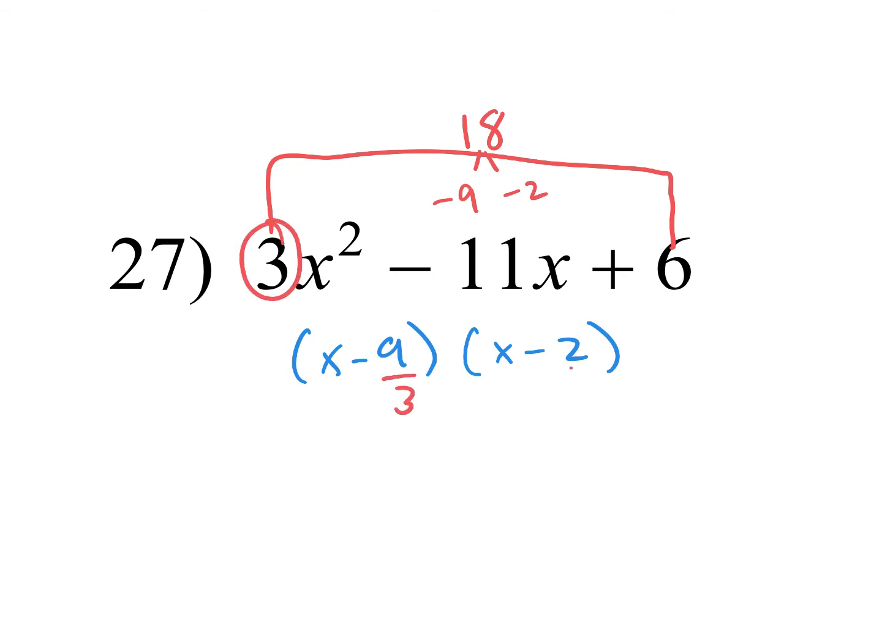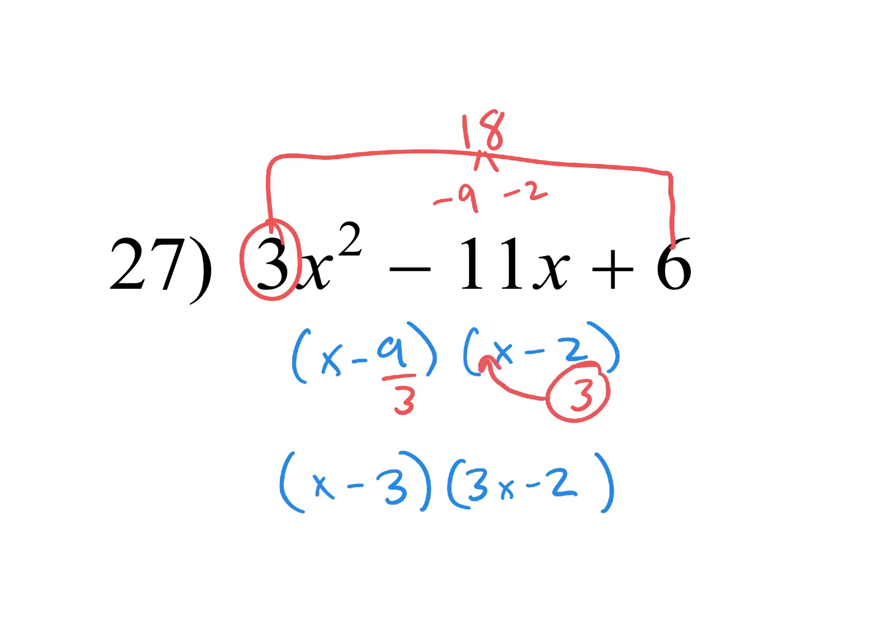Divide them by 3. What's 9 divided by 3? So x minus 3 goes into my first parentheses. What is my second parentheses? Awesome. 3x minus 2. We can't divide the 3, so we just move it in front of the x. Any questions here?